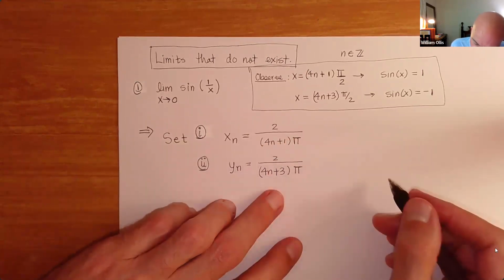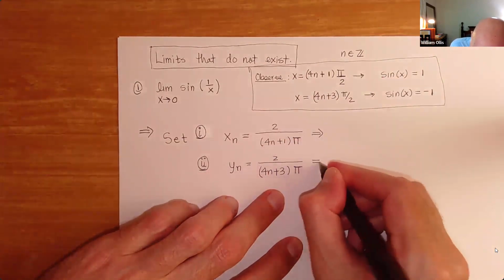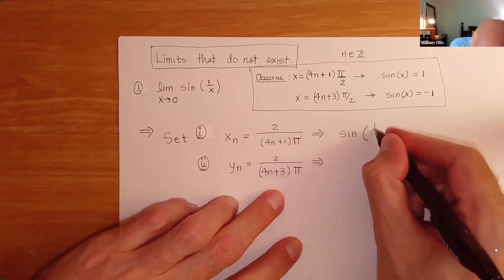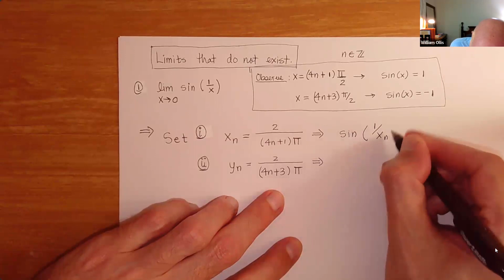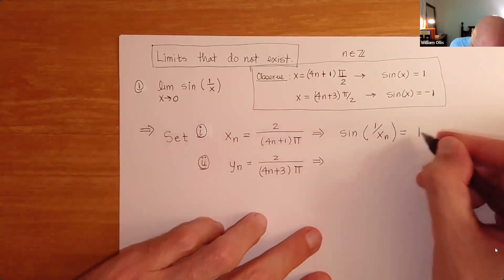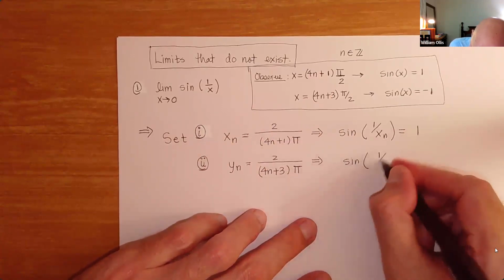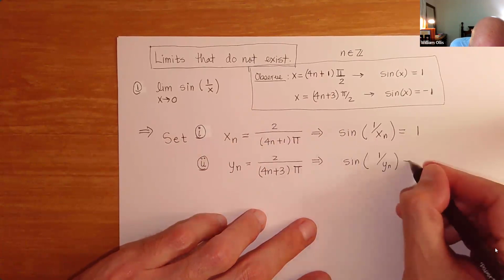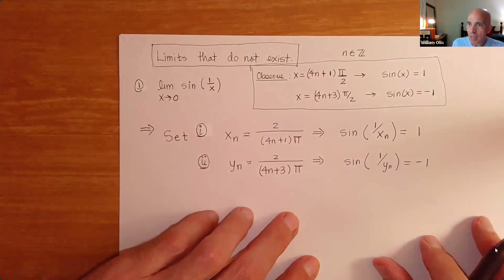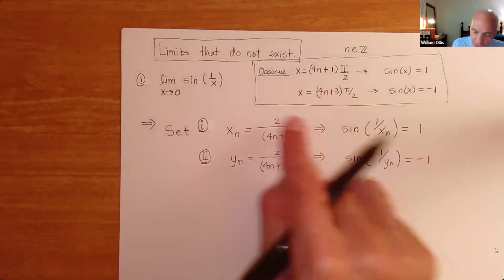And so now when you reciprocate these, so that we're using what we've done up here, this implies sine of 1 over x sub n, which is going to give us exactly this, will be 1. And then sine of 1 over y sub n will give us -1. Okay? So I remind you of the unit circle, and then I remind you of this.